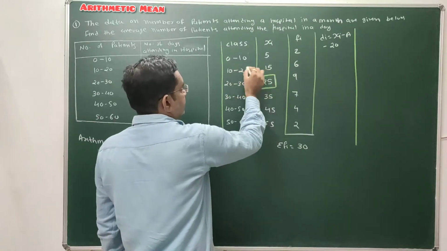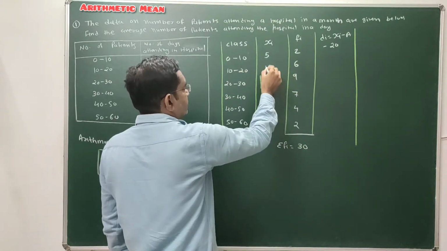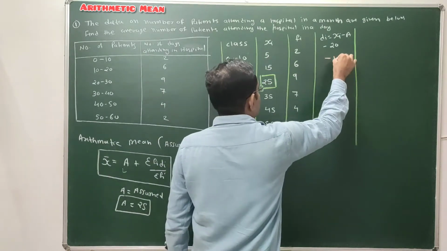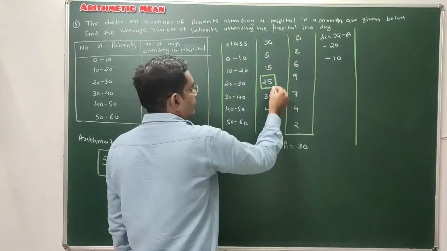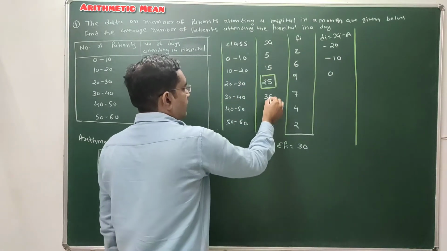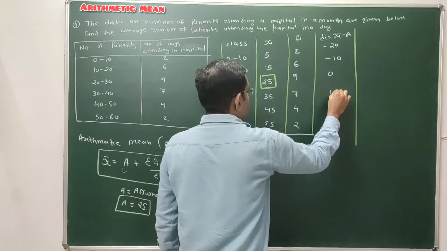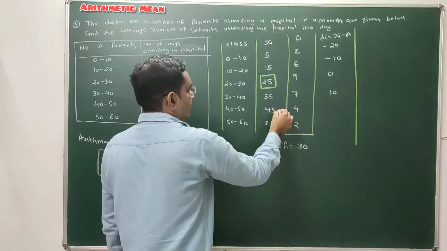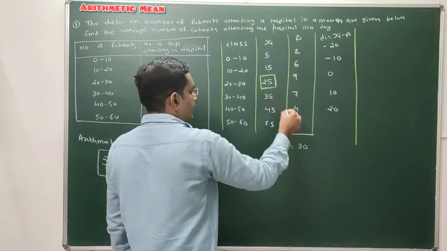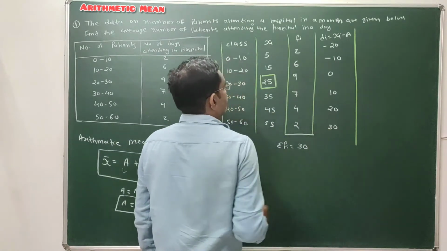Then for this class, 15 minus 25 is minus 10. For this class, 25 minus 25, 0. 35 minus 25, 10. 45 minus 25, 20. 55 minus 25, 30. Done.